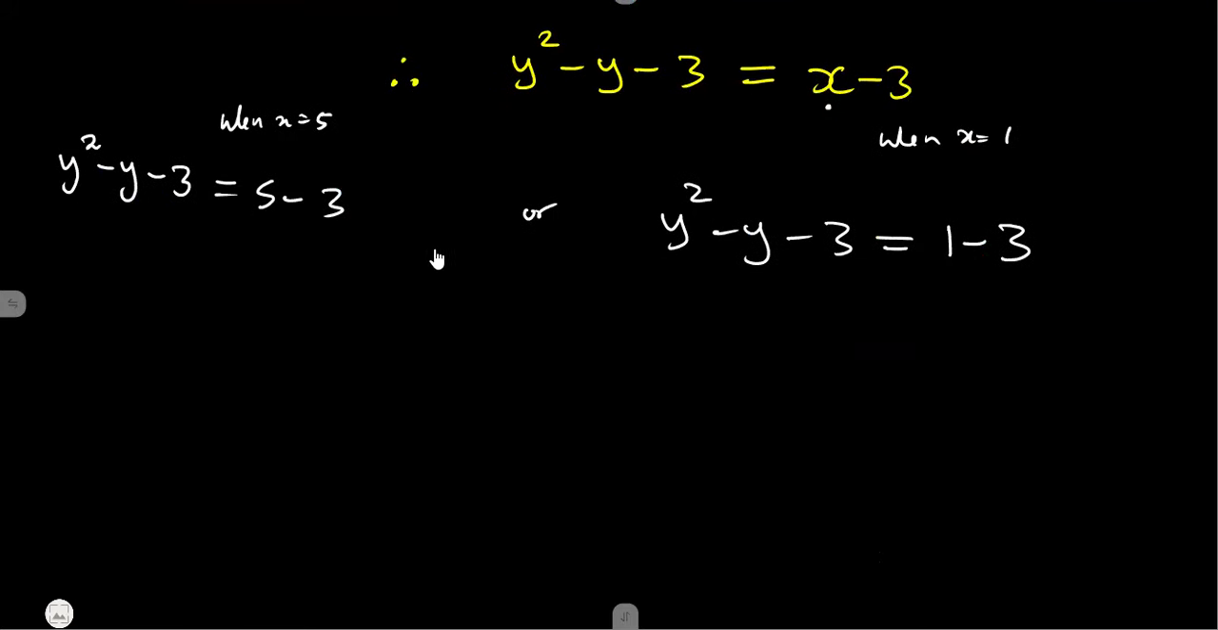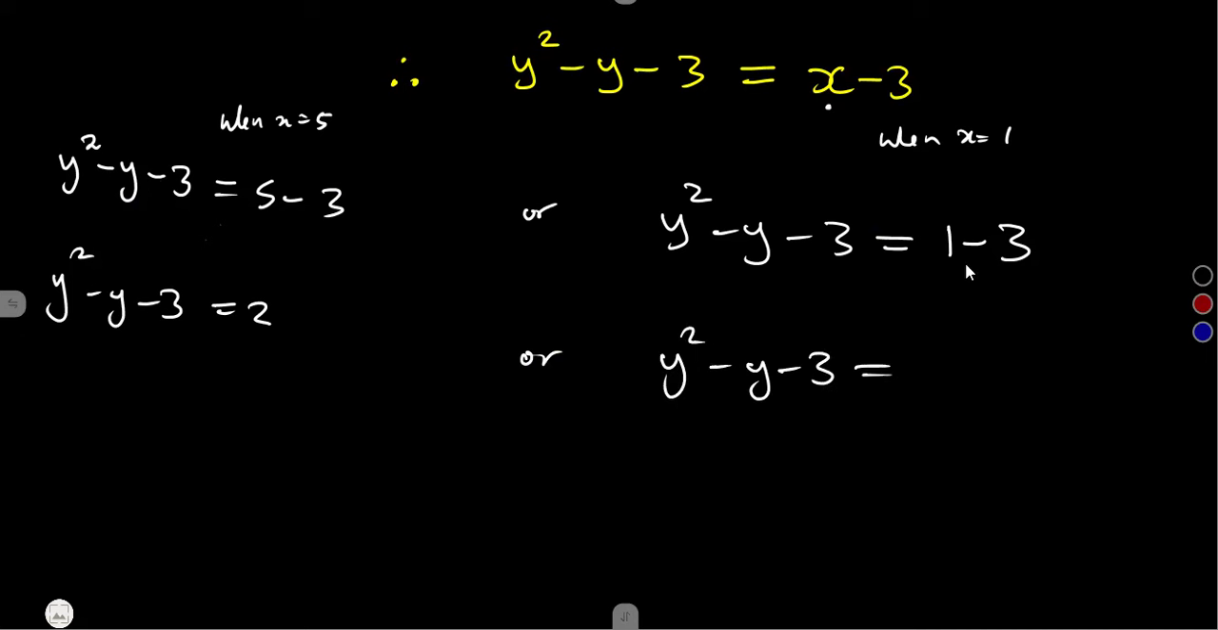There is y here, there is y there. So we can solve these two equations. It is a quadratic equation, yes, but it's only about y there. Remember your quadratic equation concept. So y squared minus y minus 3 is equal to 5 minus 3, which is 2. On the other hand, y squared minus y minus 3 is equal to 1 minus 3, which is minus 2.